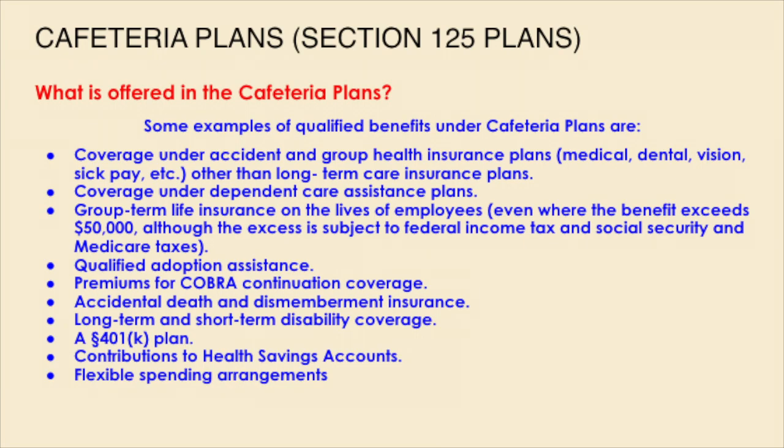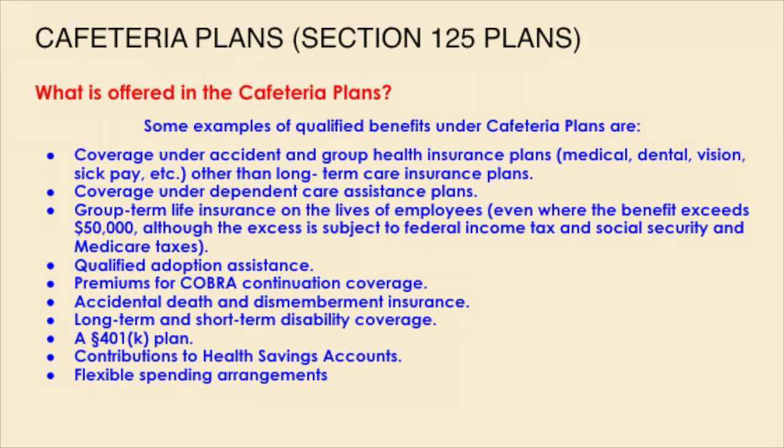Coverage under dependent care assistance plans. Group term life insurance on lives of employees, even where the benefit exceeds $50,000, although the excess is subject to federal income tax and social security and Medicare taxes. Qualified adoption assistance. Premiums for COBRA continuation coverage.